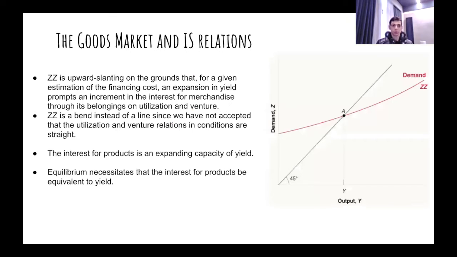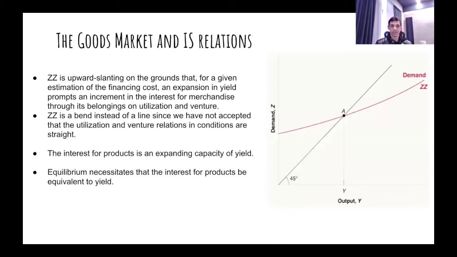I will be talking about the goods market and IS relations. What is IS? IS stands for investment equals saving. And if you take a good look at the graph, you'll see a red line, which is a demand curve. The reason, so first I will explain what this line is.